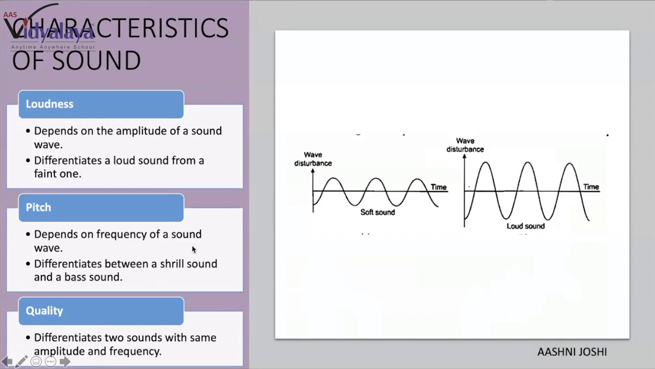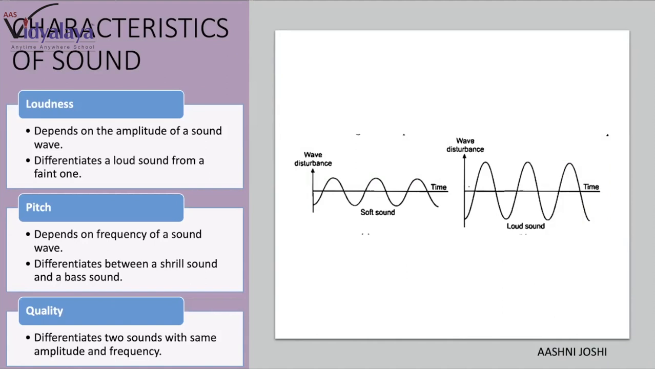Lastly, we have the characteristics of sound. So here we have mainly loudness, pitch, and quality. Loudness depends on the amplitude of a sound. Remember, the amplitude is this distance from mean position to this. So greater the amplitude, louder is the sound. This differentiates a loud sound from a faint one. So a loud sound would be me screaming, whereas a faint one would be me whispering in your ear. Me whispering in your ear would have a very low amplitude, whereas me screaming will have a very high amplitude.